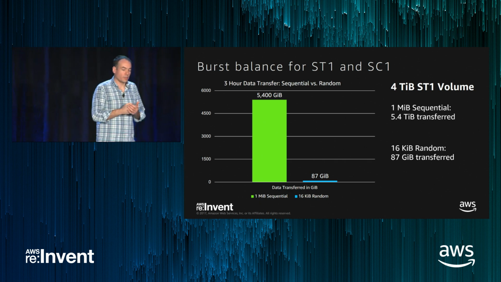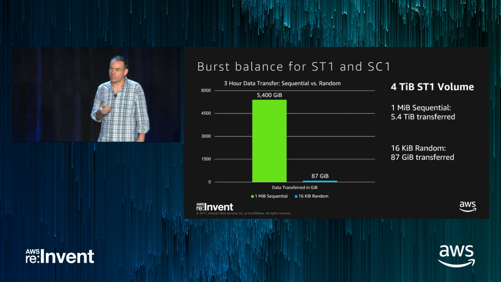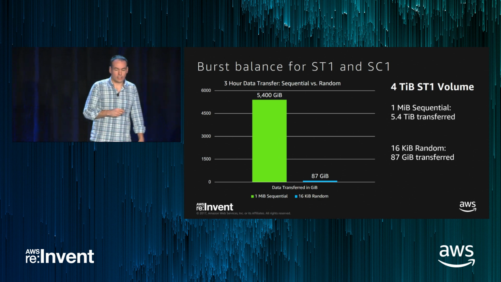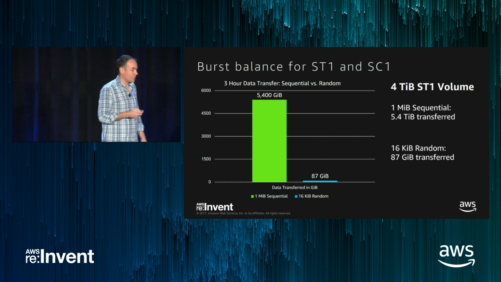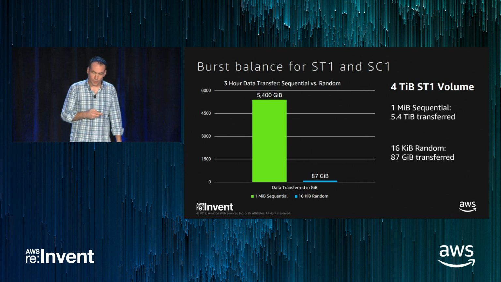Difference between sequential and random. If you're going to do a large sequential workload for 3 hours on an SC1 or ST1 volume, you can transfer almost 5.5 terabytes of data. So you can burn through your entire drive pretty quickly there. Instead, if you're doing a small random workload, same 3 hours, you only get 87 gigabytes of data. SC1 volumes are similar with lower levels there, just because of the more modest workload they're designed for.